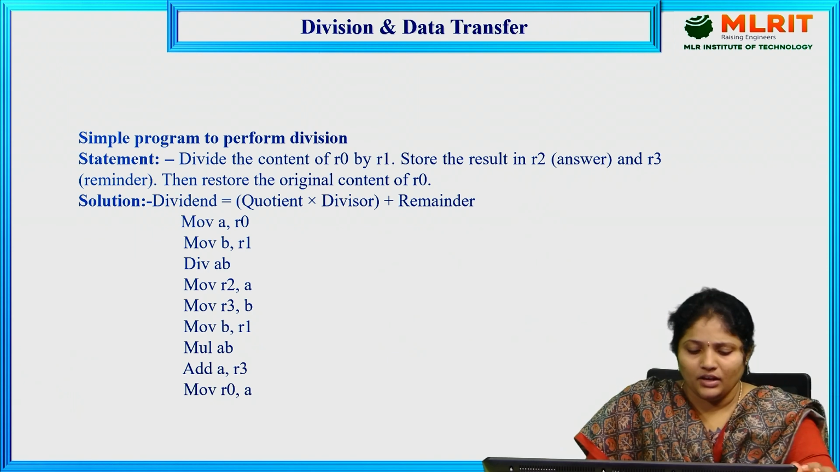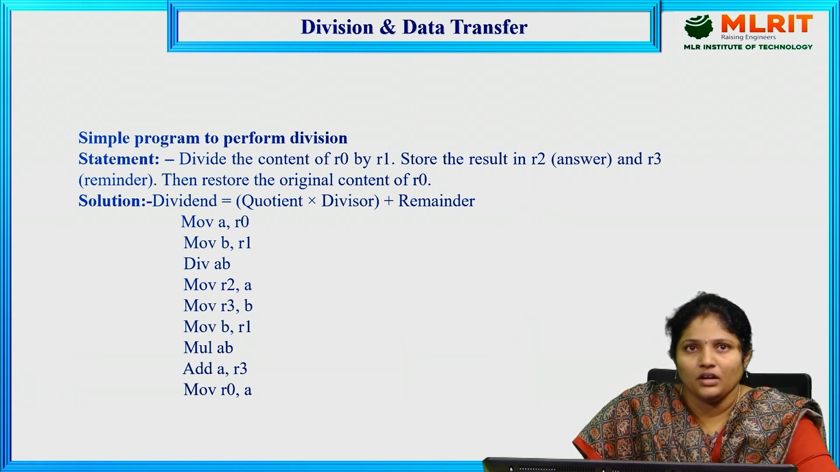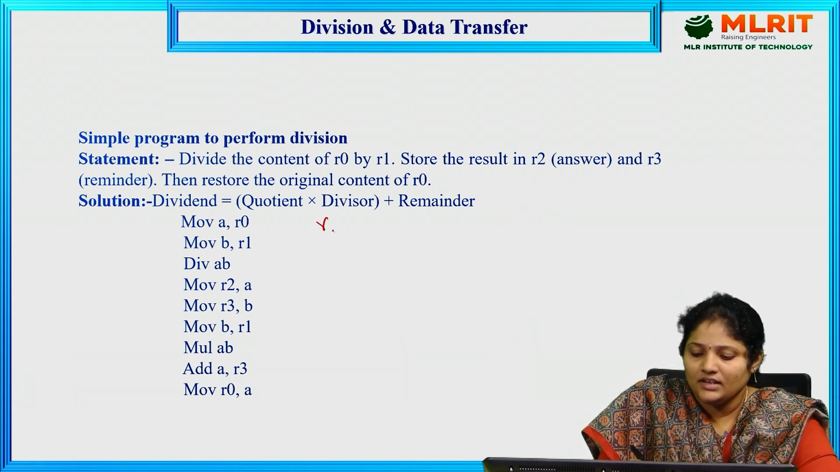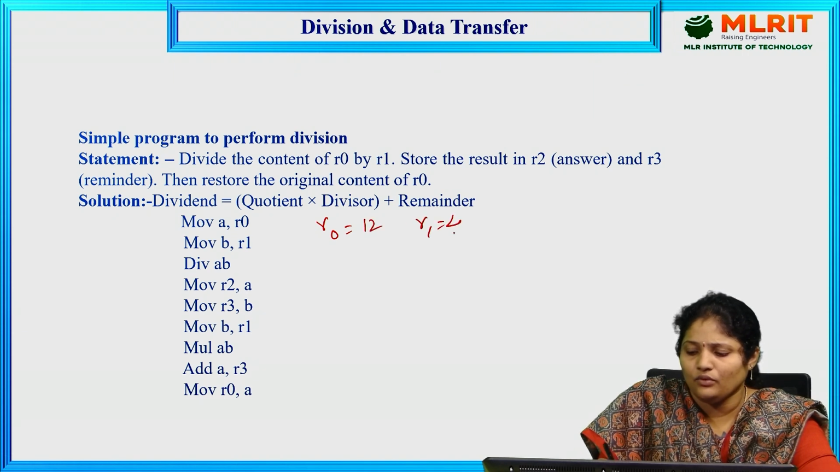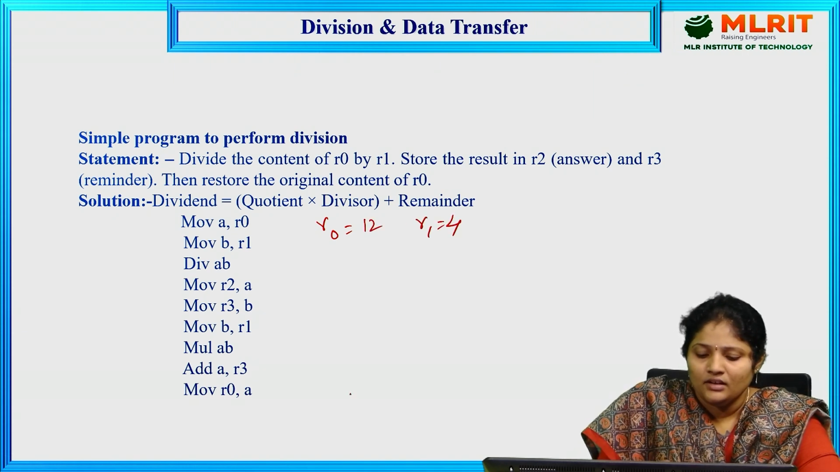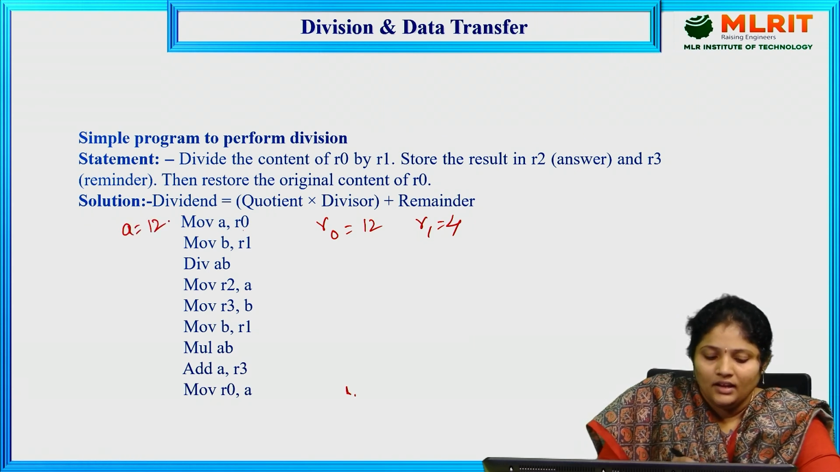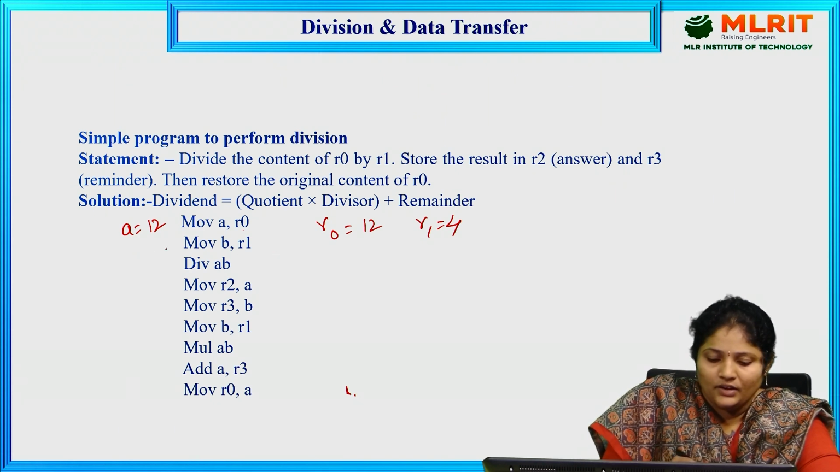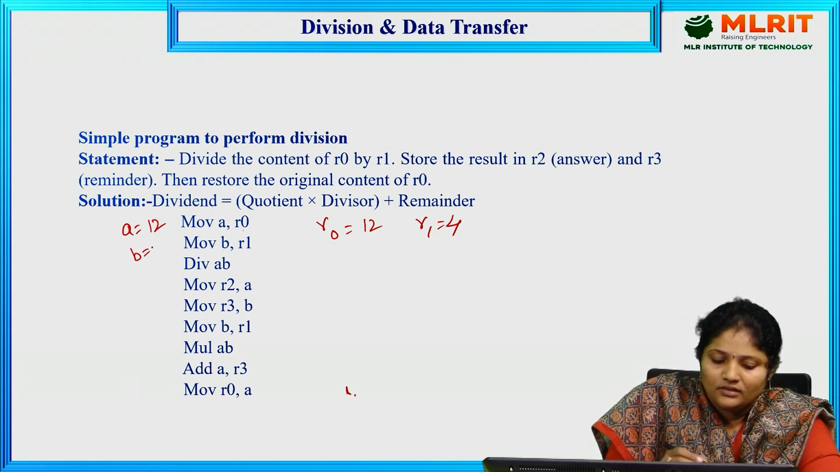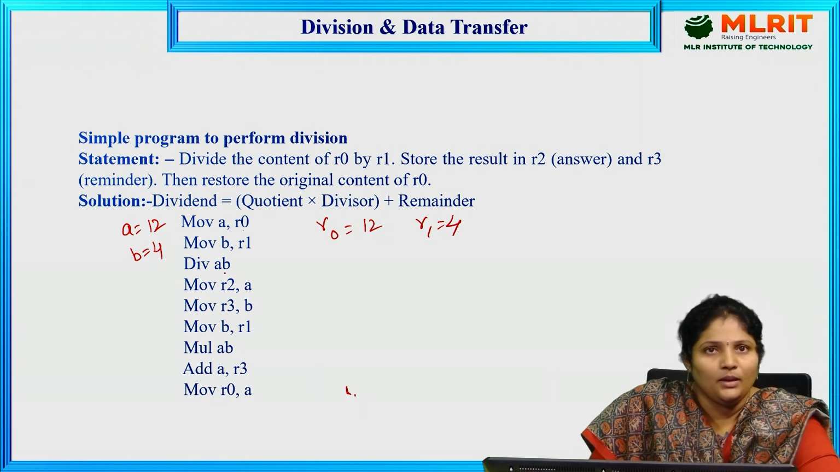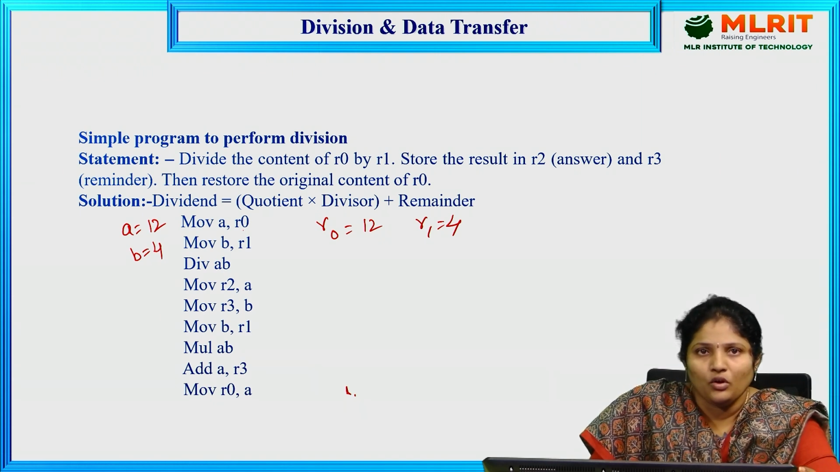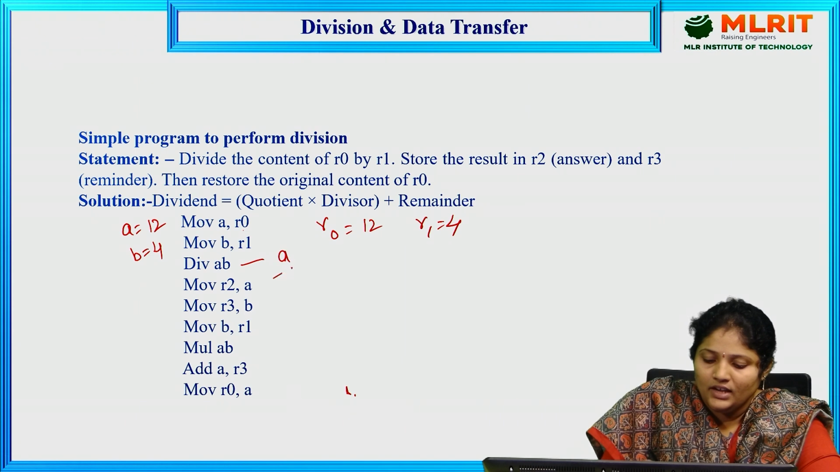By using programming. The first one is we need to perform division operation. So let us consider R0 is having just 12 over here and R1 is having 4, right? So move R0 to A. So after performing, we are having the dividend in A, right? And move B, R1. So we are having the divisor in B, 4. So now DIV AB is the instruction to perform the operation of the dividend by divisor.